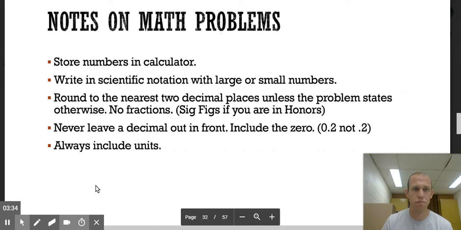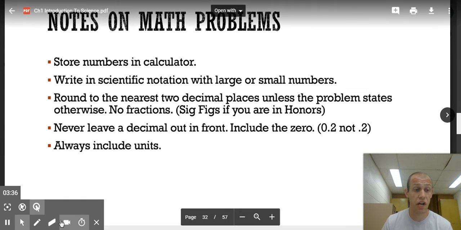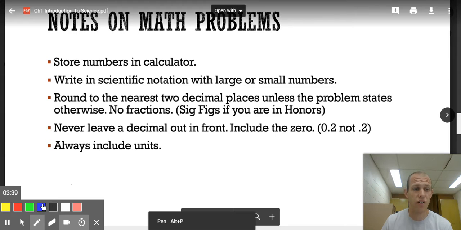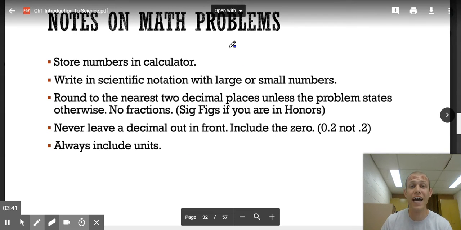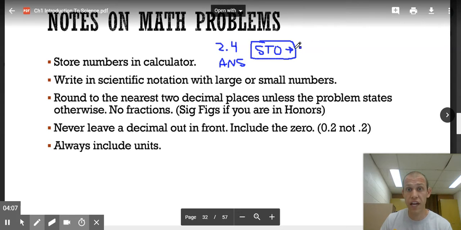Some notes about math problems. You always want to store numbers in your calculator. When you have a TI-83 calculator, TI-84, or any smart scientific calculator, you can store numbers by having the number on your screen. So have that number typed in, or maybe you have it as ANS because you just brought up the answer. Then you click the STO button. It has like a little arrow in most cases. That means store, and you're going to store it in, and then you choose the letter that you want.